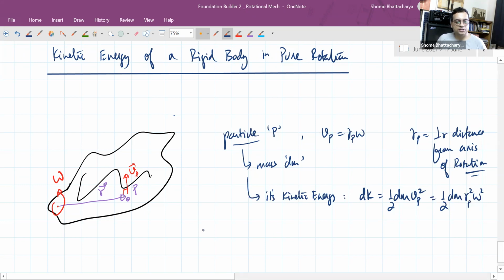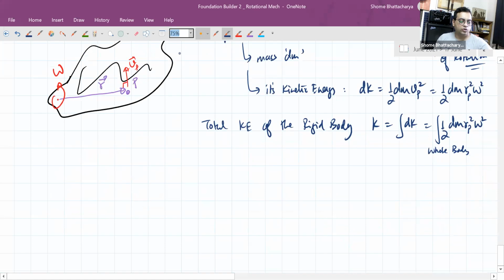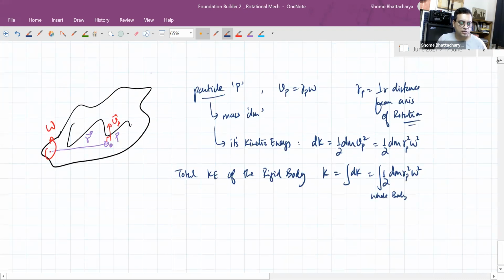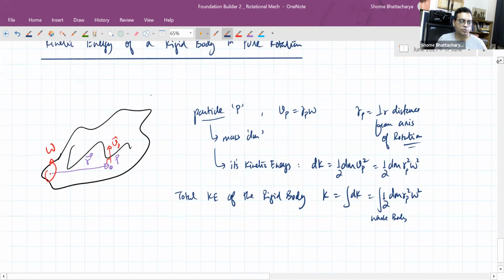Okay. So now we calculate the total kinetic energy of the rigid body. That will be just the integrated sum of the kinetic energy of all the particles. So it's integration of half dm into r square omega square for the whole body. So now when you want to do this integration, you'll see something interesting, that not only half is a constant, but the term omega square is also a constant. Now, why omega square is a constant is because the angular speed is common. Remember, angular parameters are common for all particles.